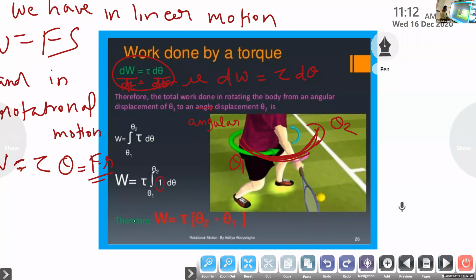After integration, just like the integration of dx is equal to x, similarly the integration of d theta is equal to theta. We substitute the upper and lower limits and you get the final answer. Total work done is equal to tau into theta 2 minus theta 1.